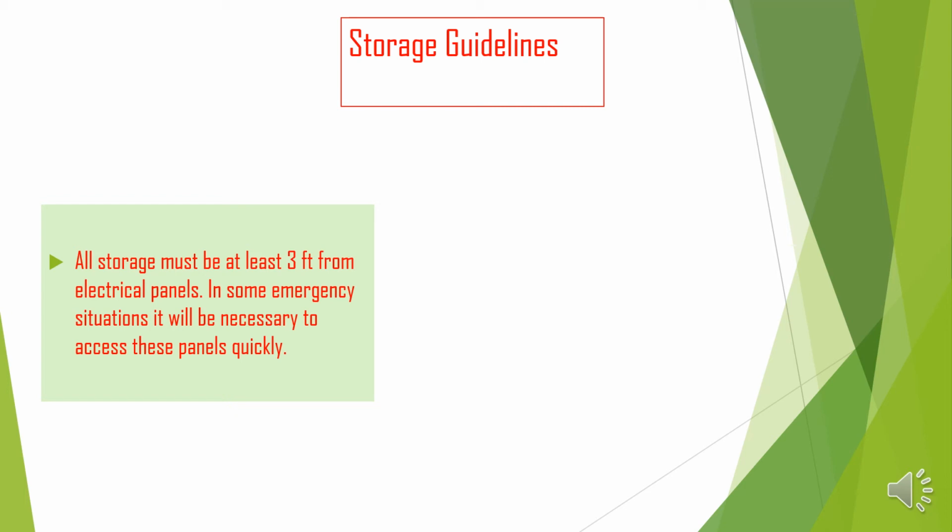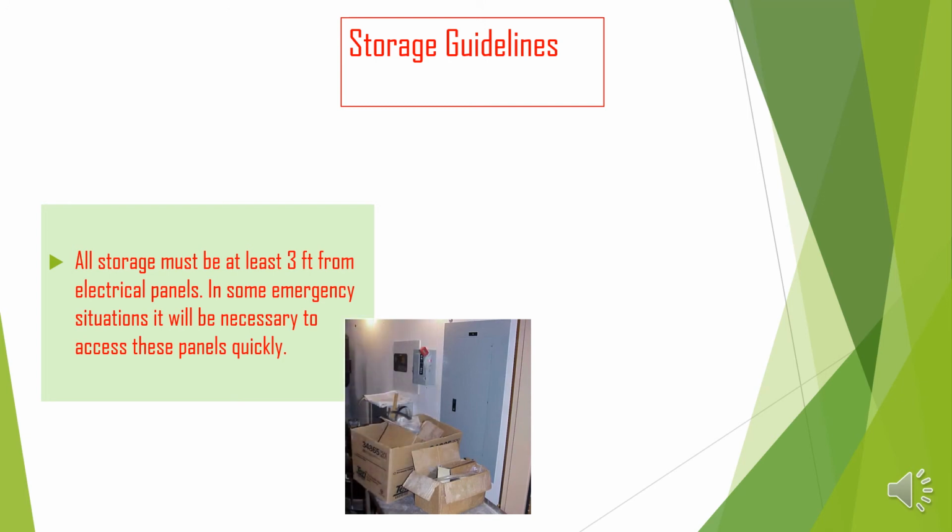All storage must be at least 3 feet, around 90 centimeters, from the electrical panel. Don't put anything close to the electrical panel. You have to keep it 90 centimeters away so you can protect the property from fire coming from the electrical panel. As you see here, there is an electrical panel, but they put some cartons close to the panel. So if any fire happens, it will go easily to the carton, then to the table, then to other things, to all the stuff inside the storage area.